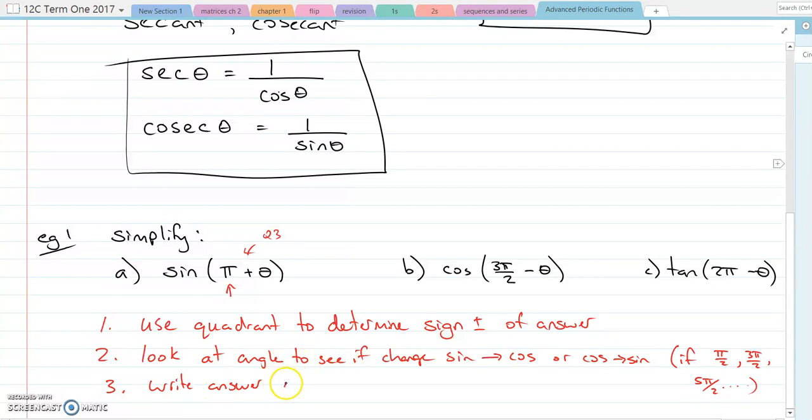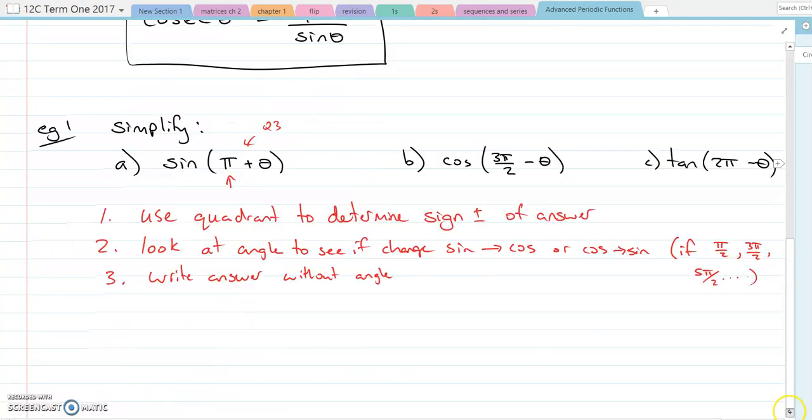Yeah, without the angle, without that angle, without this angle. Okay, so for example, A. Quadrant, we said we're in quadrant 3. Okay, this is quadrant 3 down here. C, A, S, T. Is sign positive or negative? Sign is negative. Okay, so the answer is, it's a negative. So quadrant 3, so negative.